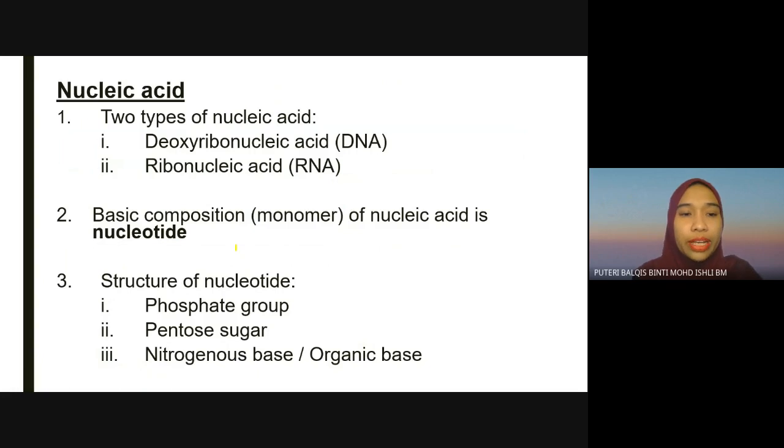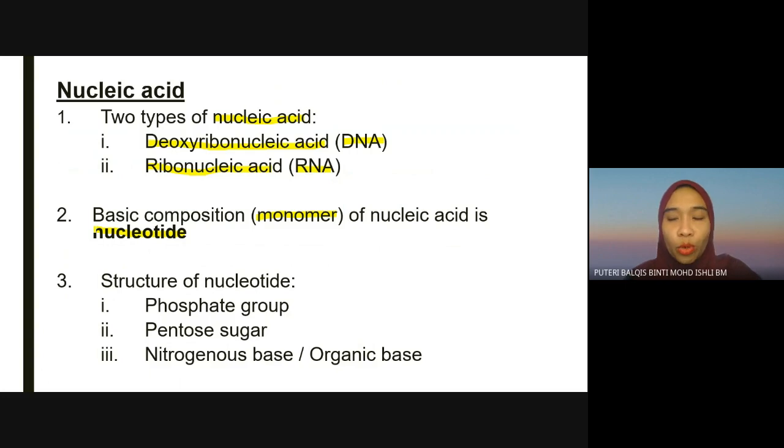Alright, nucleic acids, 2 type of nucleic acids. Okay, we have 2 type of nucleic acid, deoxyribonucleic acid, or you can write as DNA. Okay, and then we have ribonucleic acid, or you can just write as RNA. Okay, DNA and RNA. So these 2 are nucleic acids. The monomer of nucleic acids is nucleotide. Okay, nucleotide. Monomer of nucleic acid is nucleotide.